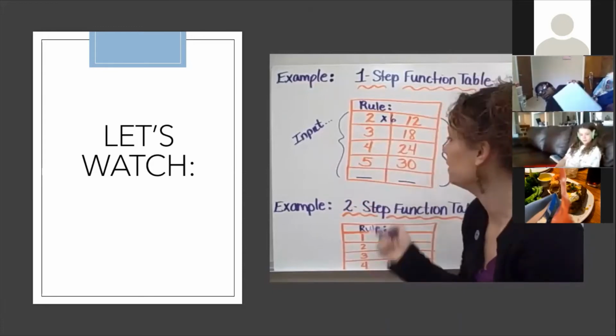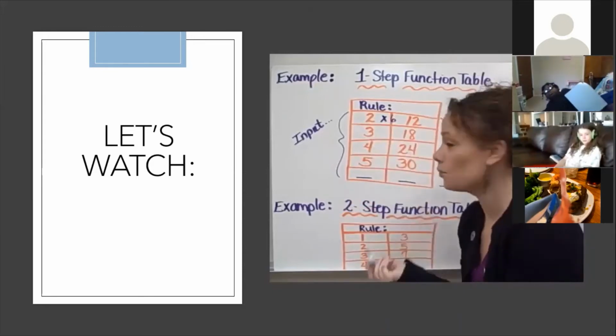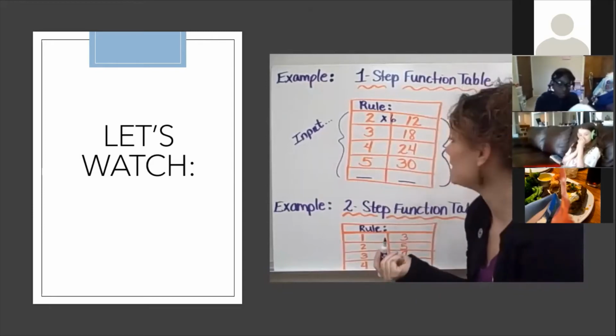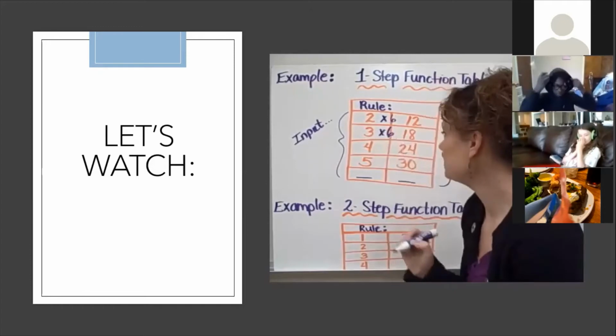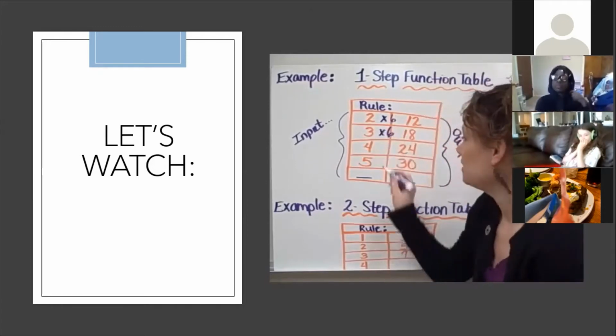It's my input. And it popped out an 18. So what do you have to do to 3 to make it 18? Well, we also have to multiply by 6. So now I'm seeing sort of a pattern start. Let's look at our next one.